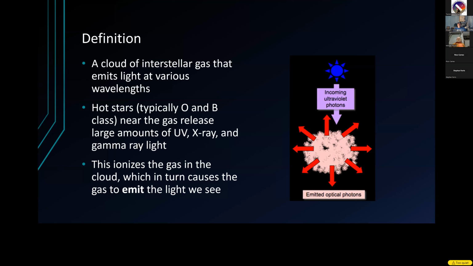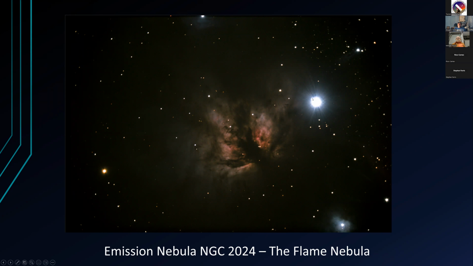So this is located right next to the leftmost star in Orion's belt, which you can actually see tonight. And as you can see, there's kind of the characteristic reds.